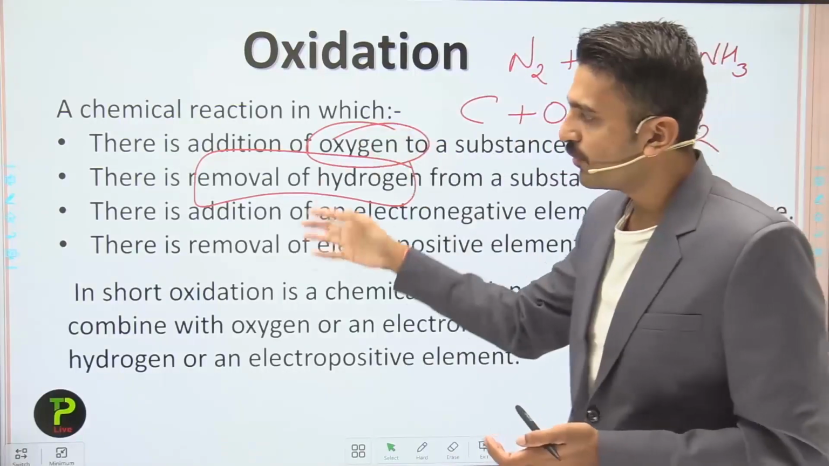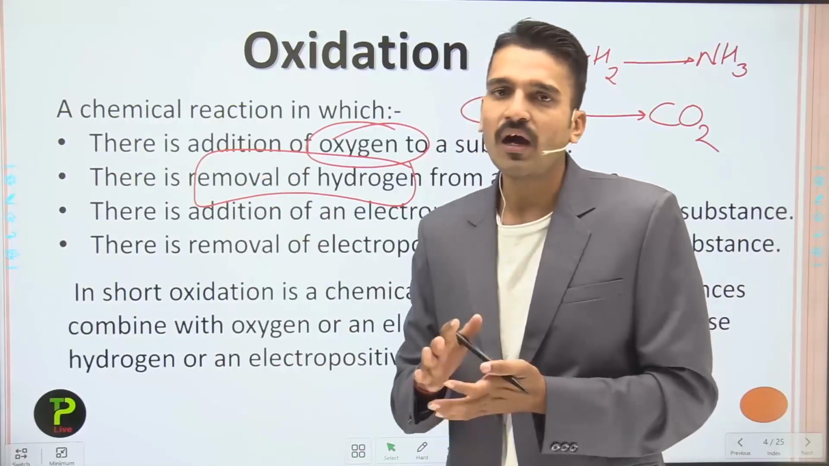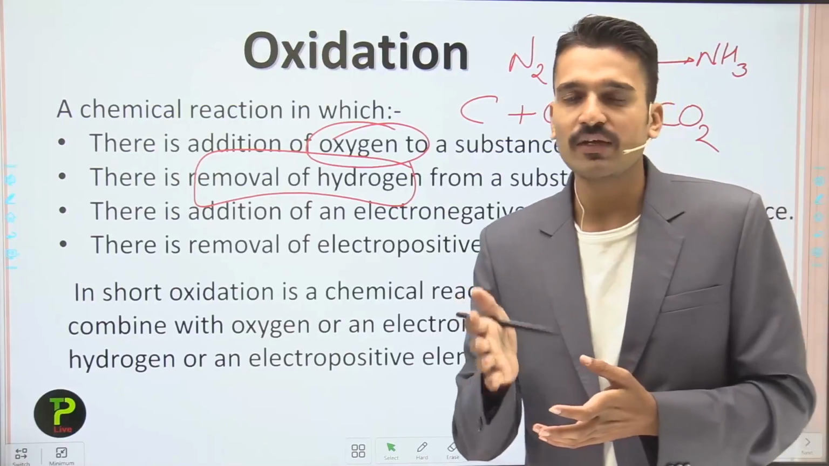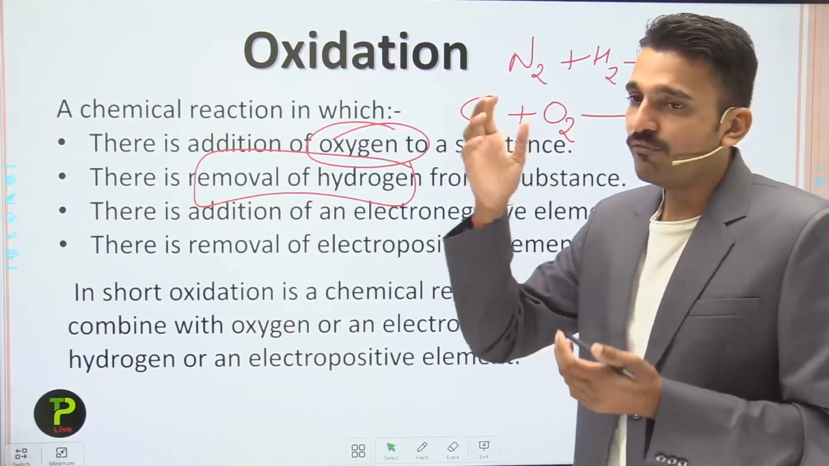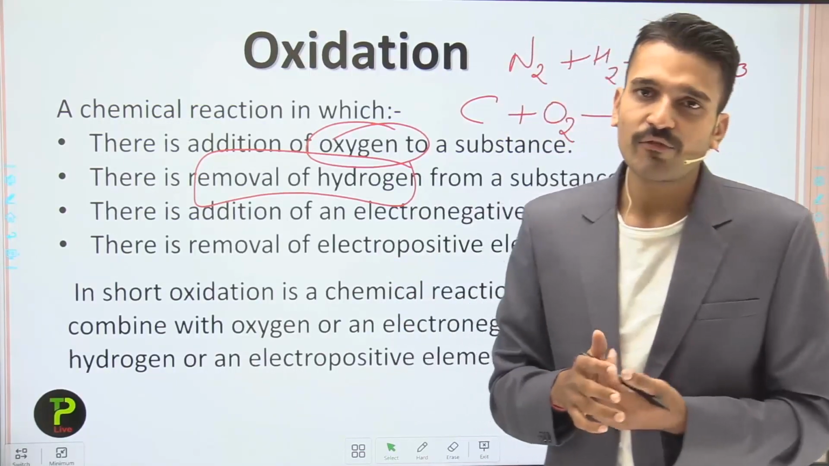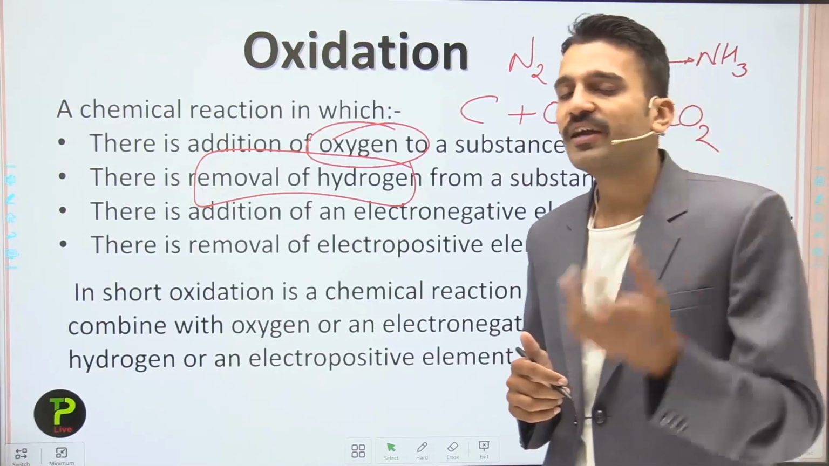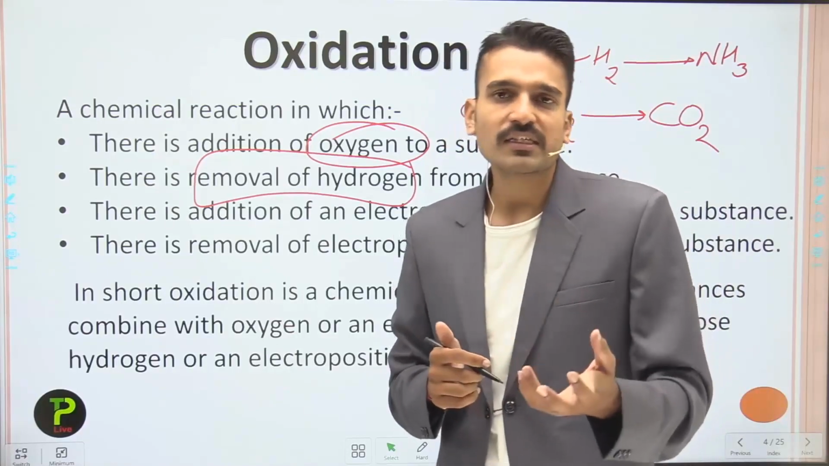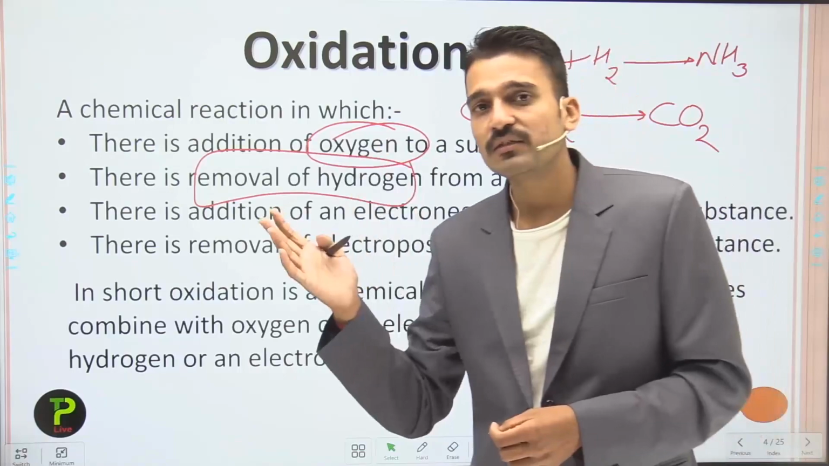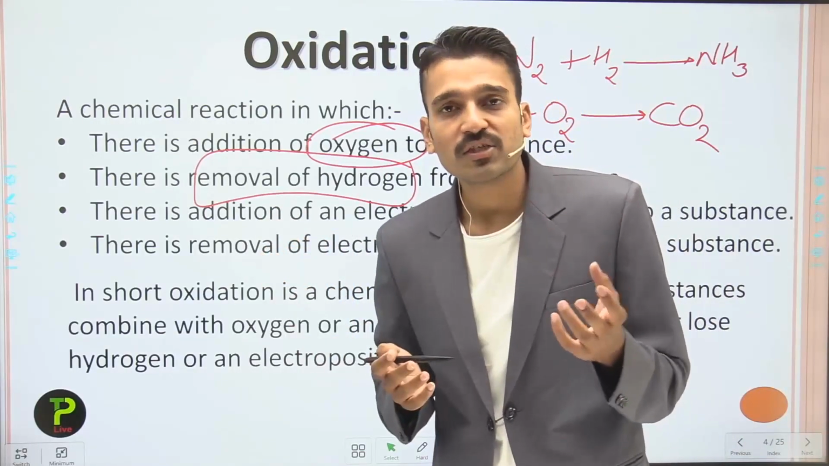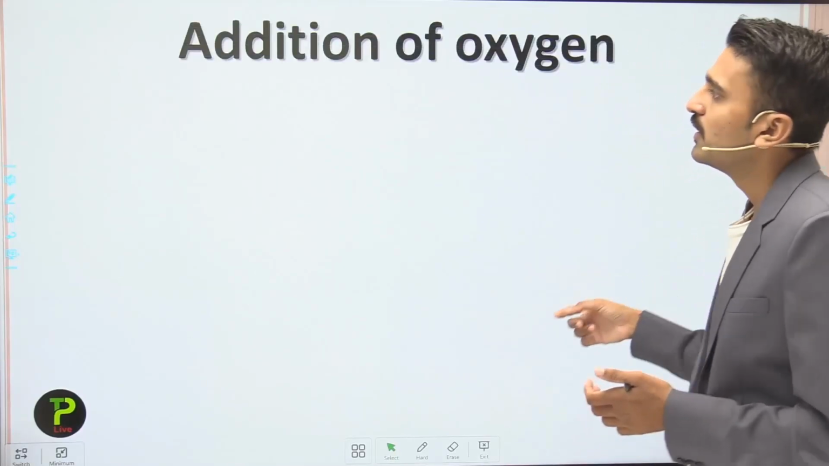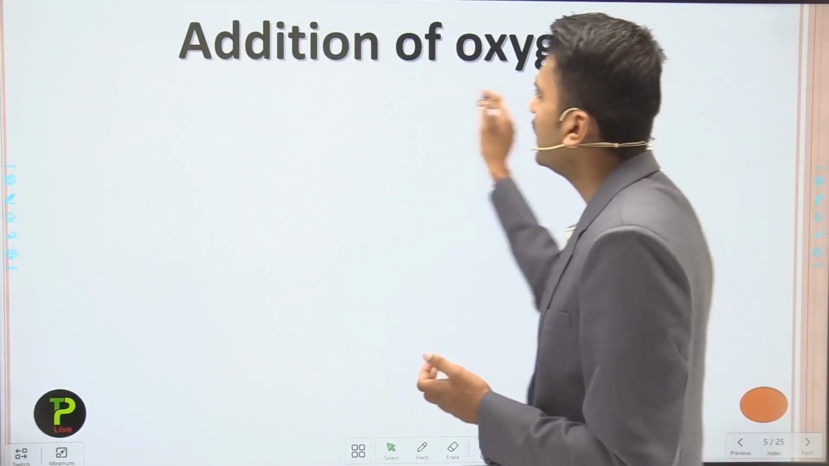So we are going to deal with each one of them and how I can find out whether the oxidation has taken place or not, and which reactions come in the category of oxidation. If it is coming in the category of oxidation, it will definitely come in the category of redox reactions, because redox reactions are what? These are the combinations of oxidation as well as reduction reactions. So moving to the first point, that is the addition of oxygen.